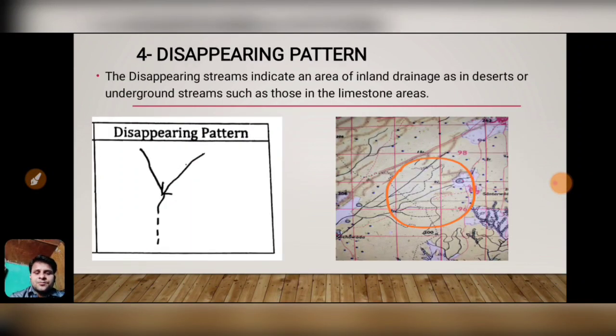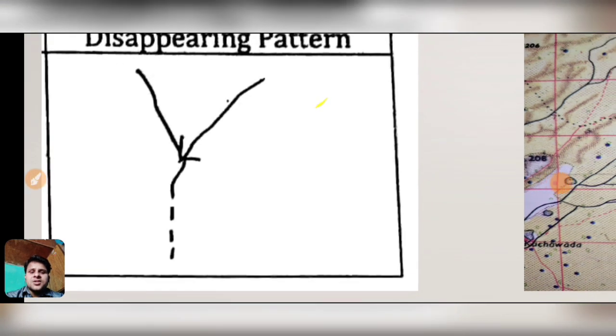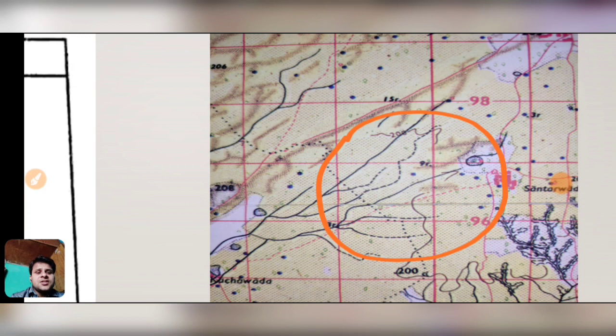Next pattern is disappearing. Disappearing means gayab ho jana. In this type of pattern the streams disappear. Where do they disappear? When inland drainage or a desert area or any arid area is found, the stream disappears, and this type of structure is shown in the topographical maps in black color. Why is it black color? Because it is a dry stream. You can see the example. This drainage pattern is representing the disappearing drainage pattern.